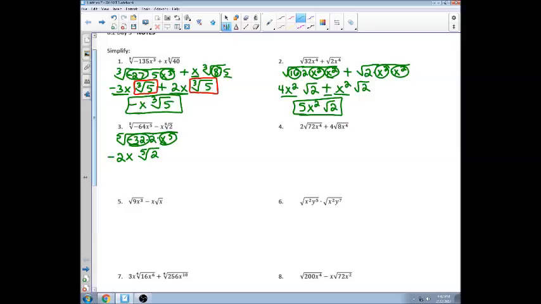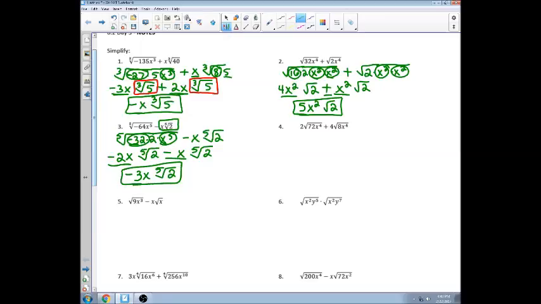Now if you look at the second portion over here, there's not anything I can do with this because 2 is not a perfect fifth. There's nothing underneath the fifth root sign that can be simplified. So I'm just going to keep that exactly the same all the way down to here. Now my radicals are exactly the same, so I can take my negative 2x minus x, which would give me negative 3x times the fifth root of 2.